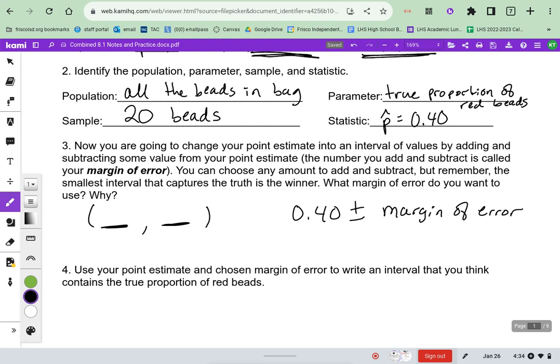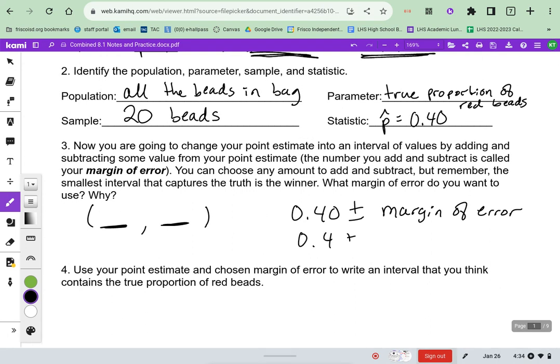And today we decided that we would just guesstimate the margin of error. For example, well, I think that 0.4 might be like 10% off the real proportion. And so we said, okay, well, what's 0.4 plus or minus 0.1? Well, that would give me a confidence interval from 0.3 to 0.5. So my interval is 0.3 to 0.5.